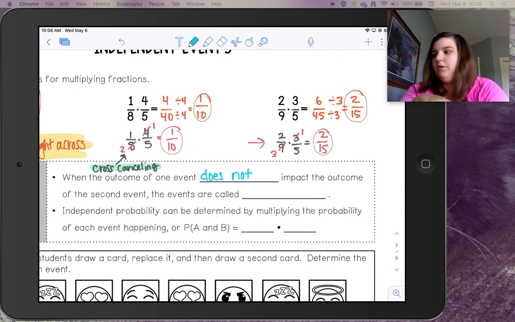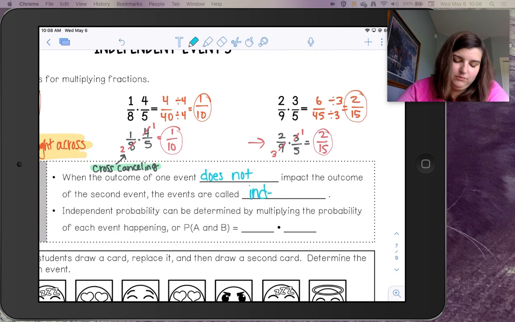For example, flipping 2 coins. If I get heads on the first one, it doesn't necessarily mean I'm going to get tails on the second. I could get heads again. The events are called independent. They happen independently of each other. They don't depend on each other.